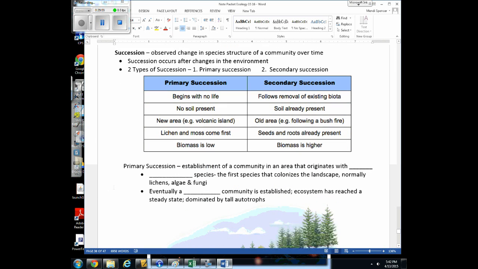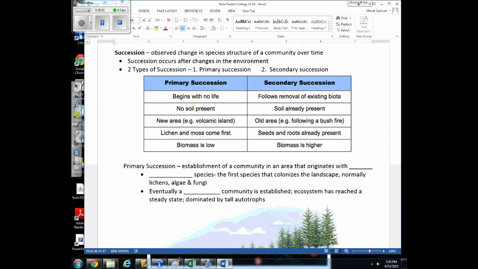Since we're looking at changes to ecosystems, this is a good time to talk about primary and secondary succession. There's two main types of succession. If succession is occurring, basically we're just seeing a change in species structure over time. So it's kind of like the development of land and the species that are going to be on that land over a period of time.